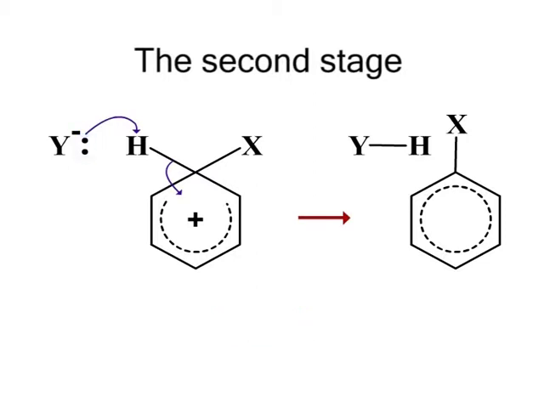A lone pair of electrons on Y negative forms a bond with a hydrogen atom at the top of the ring. That means that the pair of electrons joining the hydrogen onto the ring aren't needed anymore. These then move down to plug the gap in the delocalized electrons, so restoring the delocalized ring of electrons which originally gave the benzene its special stability.